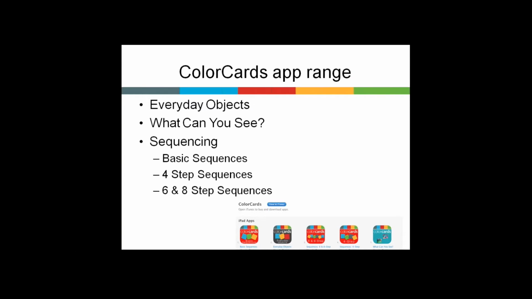So there are 5 apps in the range, and if you're at all familiar with the ColorCards traditional boxes, and you've got them in your therapy bag or on your shelf or in the boot of your car, you'll be familiar with these titles, and they're now available as apps. The first is Everyday Objects, then What Can You See, and then a series of 3 apps within the sequencing range, ranging from basic sequences up to 6- and 8-step sequences. So they're the 5 apps available in the range.